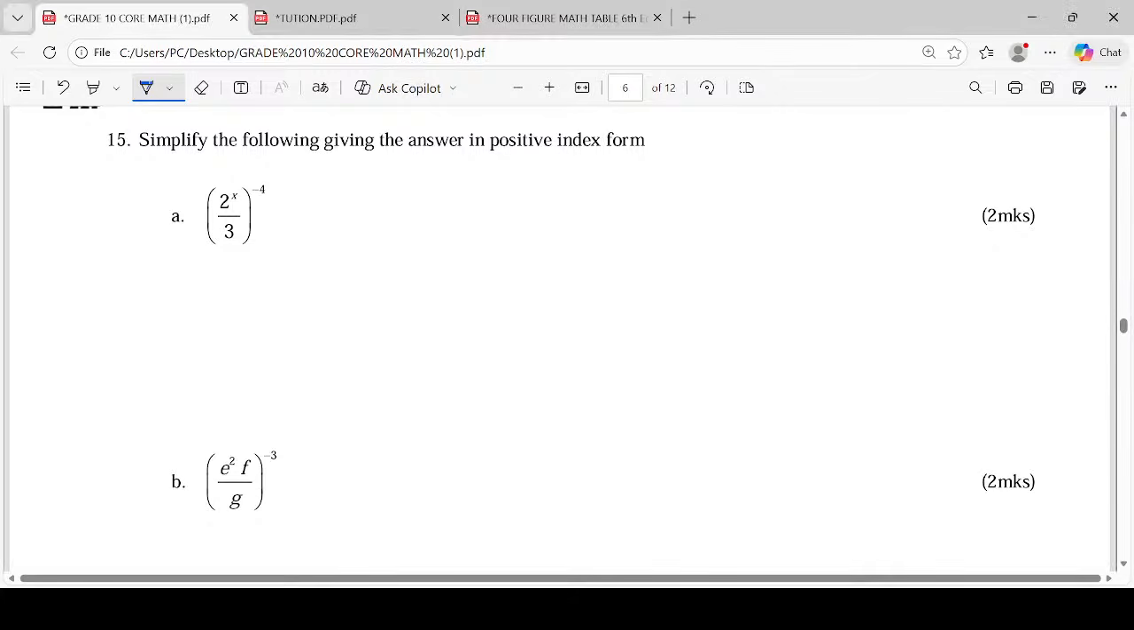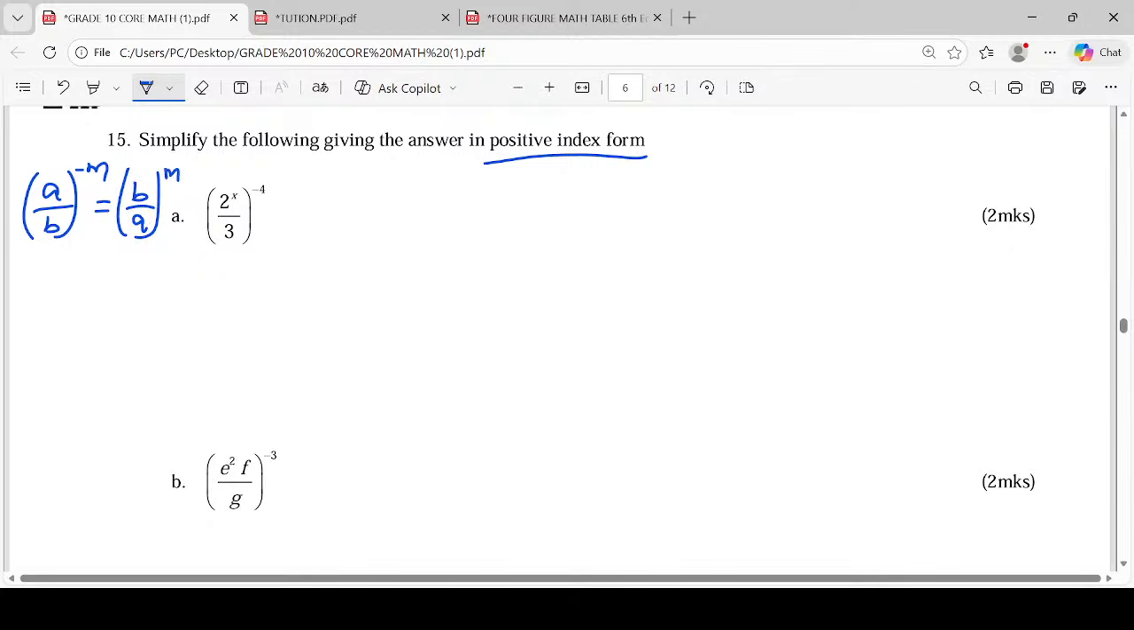Simplify the following, giving the answer in the positive index form. Your answer should be in the positive index form. The positive index form, ladies and learners, means the index should be a positive number. The rule is this: when I have a over b raised to power negative m, this can be written as b over a. You interchange the numerator and the denominator, positive m now.